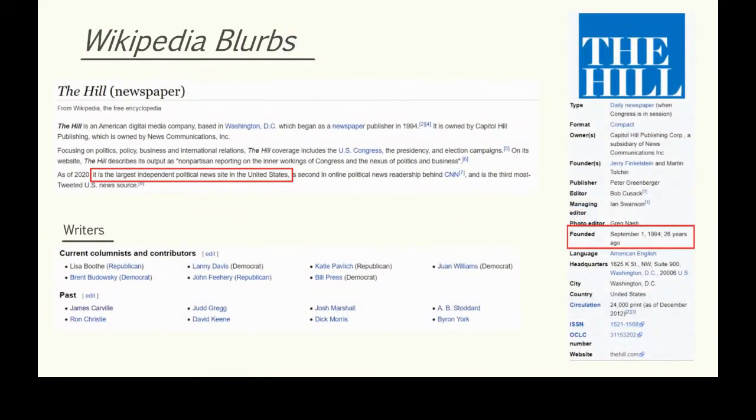And here's the Wikipedia blurbs. It turns out that The Hill is one of the largest independent political news sites in the US. It was founded 26 years ago. And notice that the writers for this publication are from both political parties, both Republican and Democrats. And so I found from these findings that it's an unbiased and respected news source, okay?